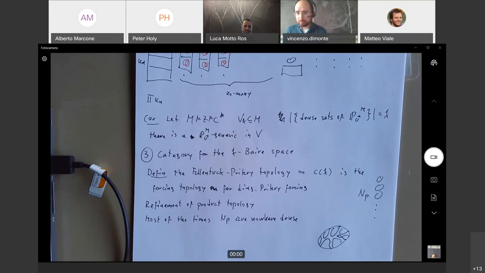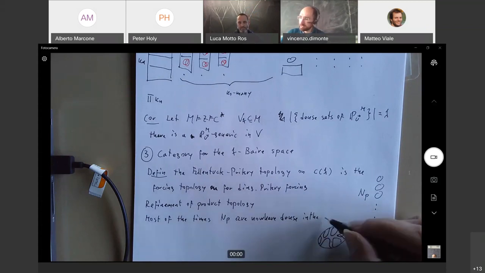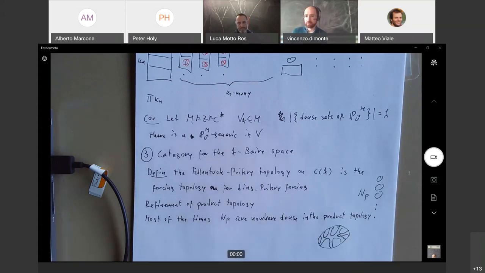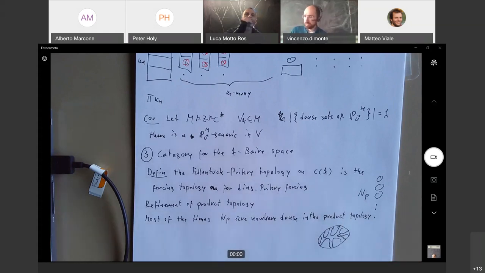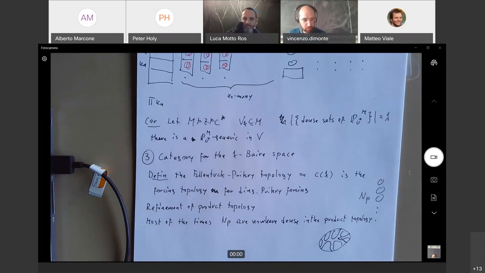Vincenzo, yes. I don't know if I'm missing something. You are really changing the topology. C to the lambda is just the same base. Yeah, but take in consideration both topologies. So this is kind of an accessory topology. When I think about things, I think about both topologies at the same time. So N_P are nowhere dense in the product topology. Okay, so I'm not really changing the closed sets. They're closed. If a sequence converges, I mean the convergence is pointwise convergence on the coordinates. Yes, they're closed. So yeah, I'm thinking of both at the same time.